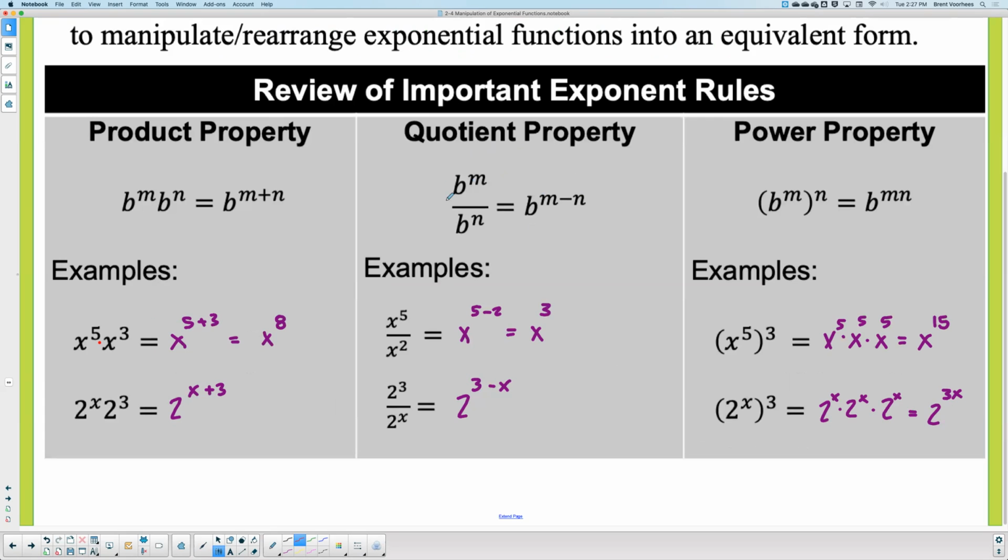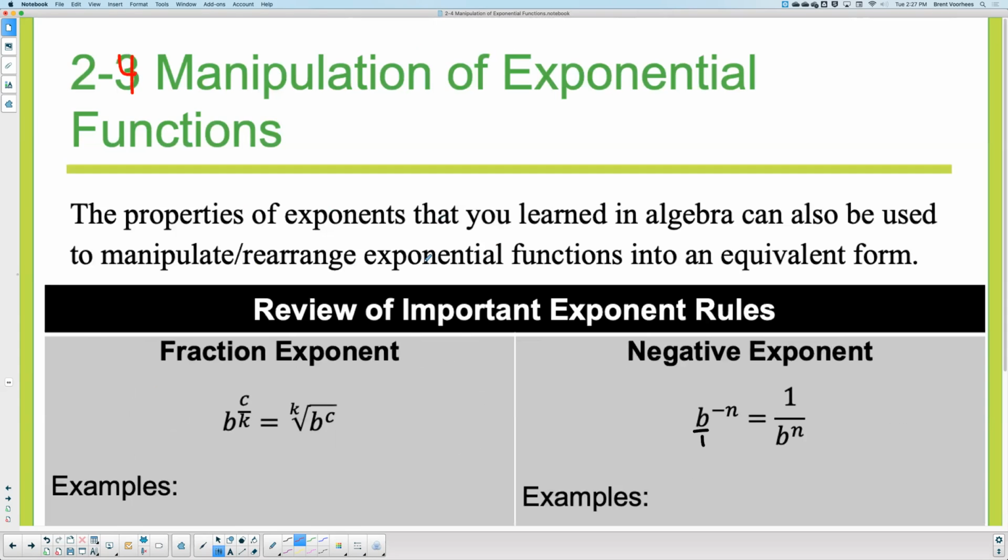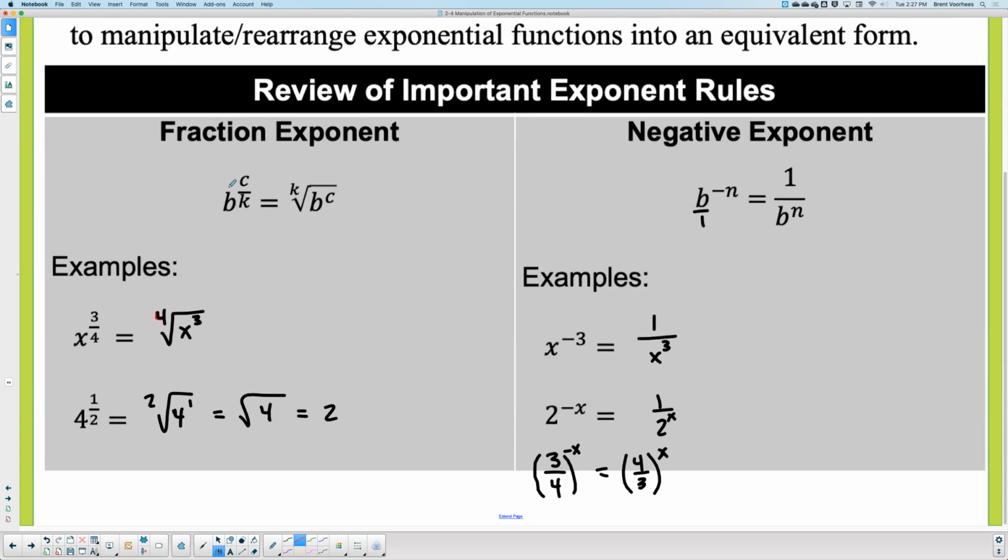Let's see. Does our problem look like the quotient? Is that how it looked? No, it looked like a fraction exponent. What do we do? We're going to change it to where we're doing a root of the denominator and the base is raised to the numerator. That's what we're going to do here.